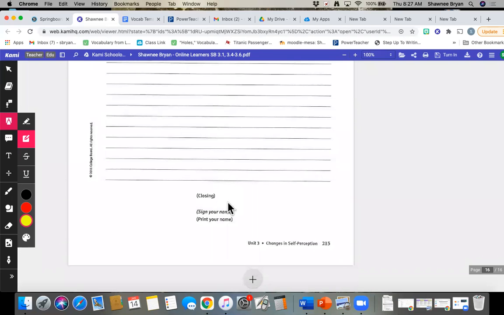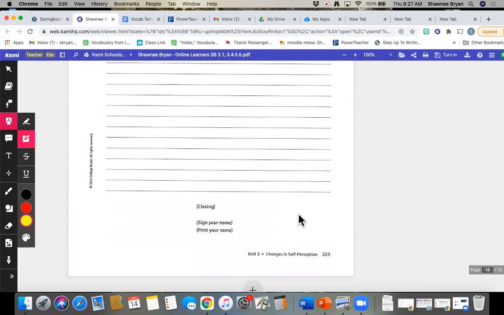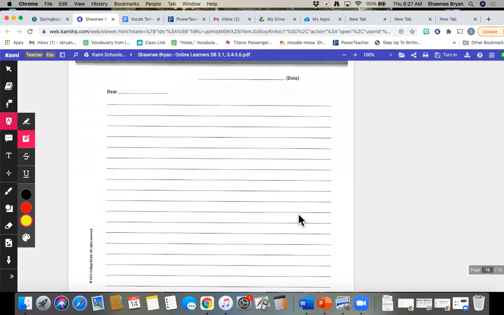A closing should be a word like sincerely. And then again, remember at the bottom, you are pretending to be Walter Dean Myers. So you should be signing his name, okay? Again, we're working on voice here. You want to make it sound as much like Walter Dean Myers as you possibly can. And that will end your assignment for Thursday.